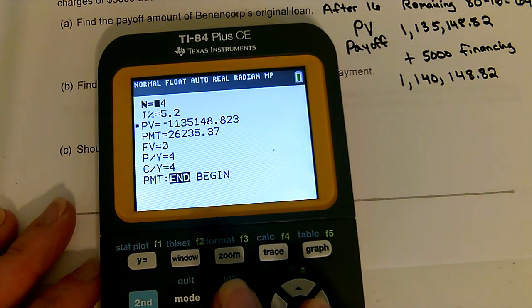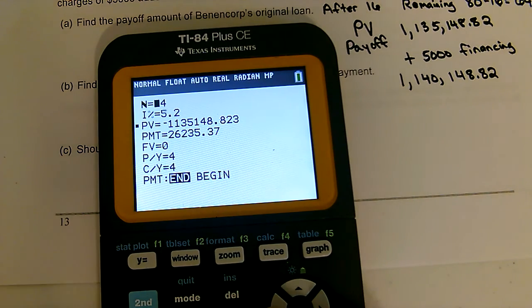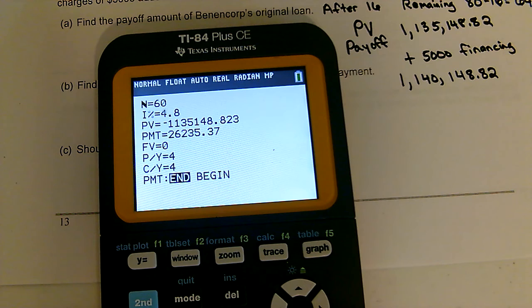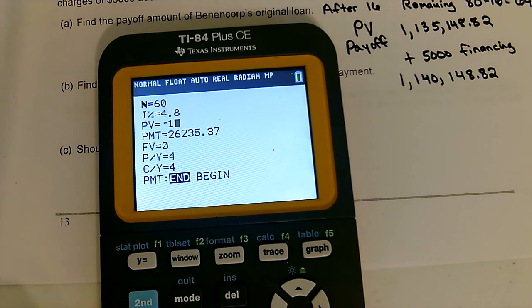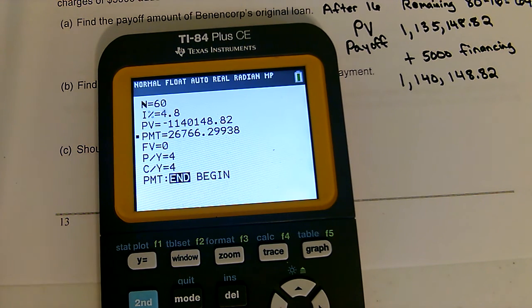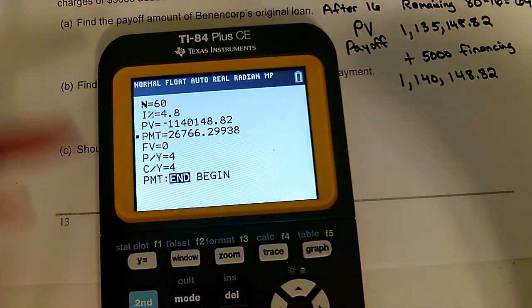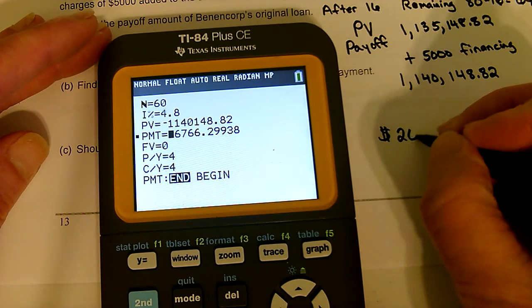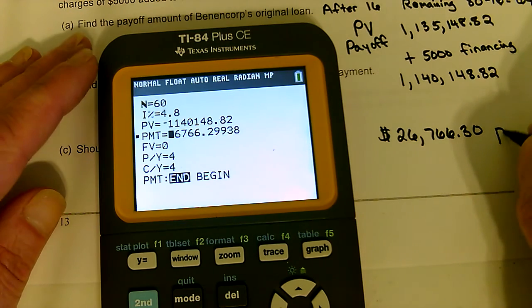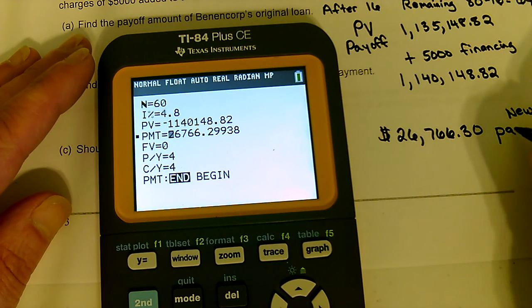So let's go in here, and for the rest of the time, that's 15 years quarterly at a new interest rate of 4.8, and we're putting in 1140148.82, and we're trying to find the payment. Oh, and it's set on quarterly. Okay, so enter. $26,766 and basically 30 cents are the new payments.